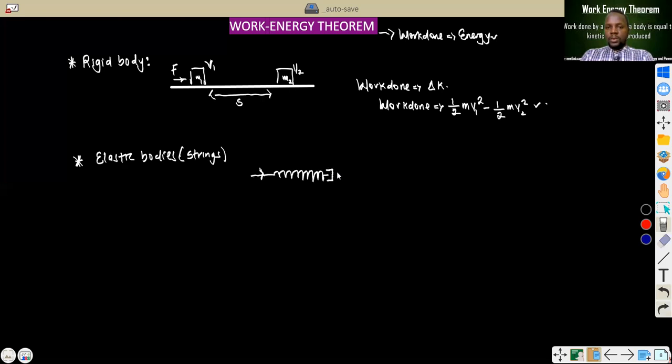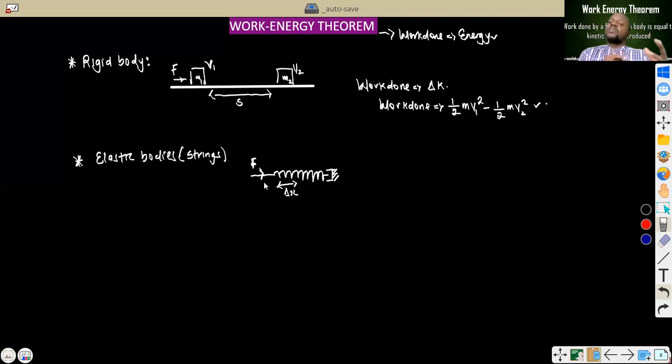Okay, fine. The spring is fixed by this. Force was applied by this. Let's say the direction of force applied is to compress the spring. Let's say it was deformed by a distance of delta x.